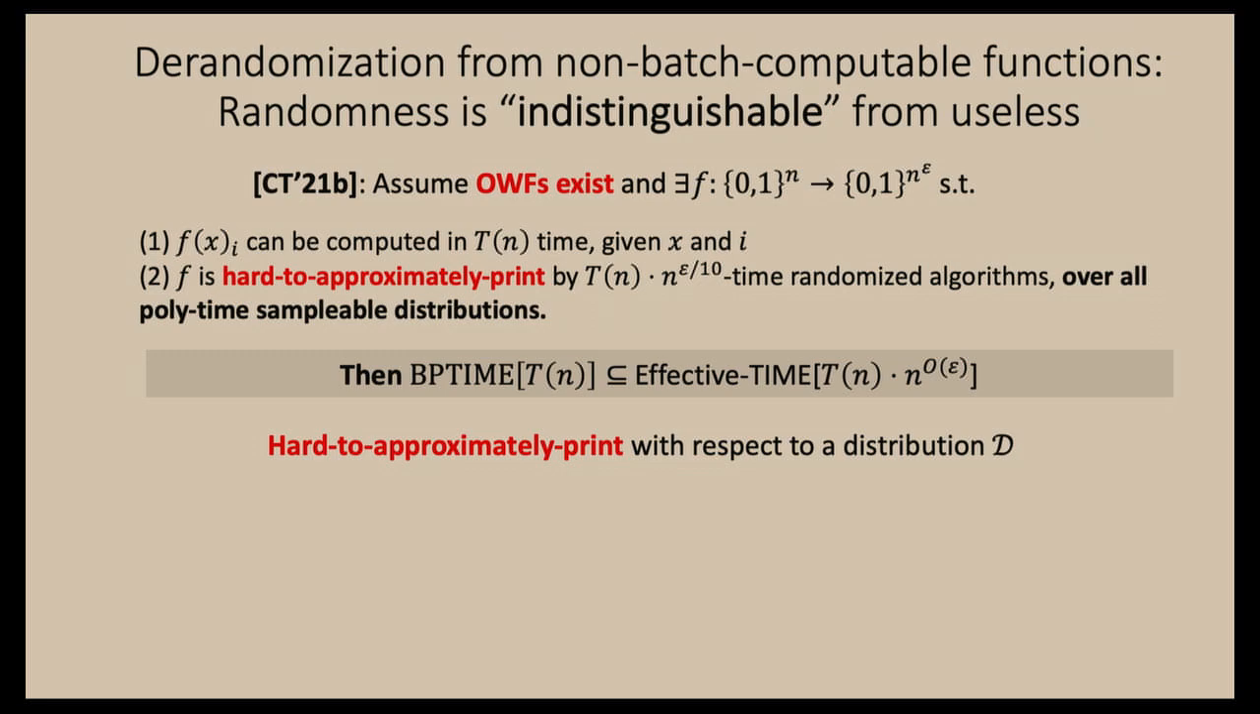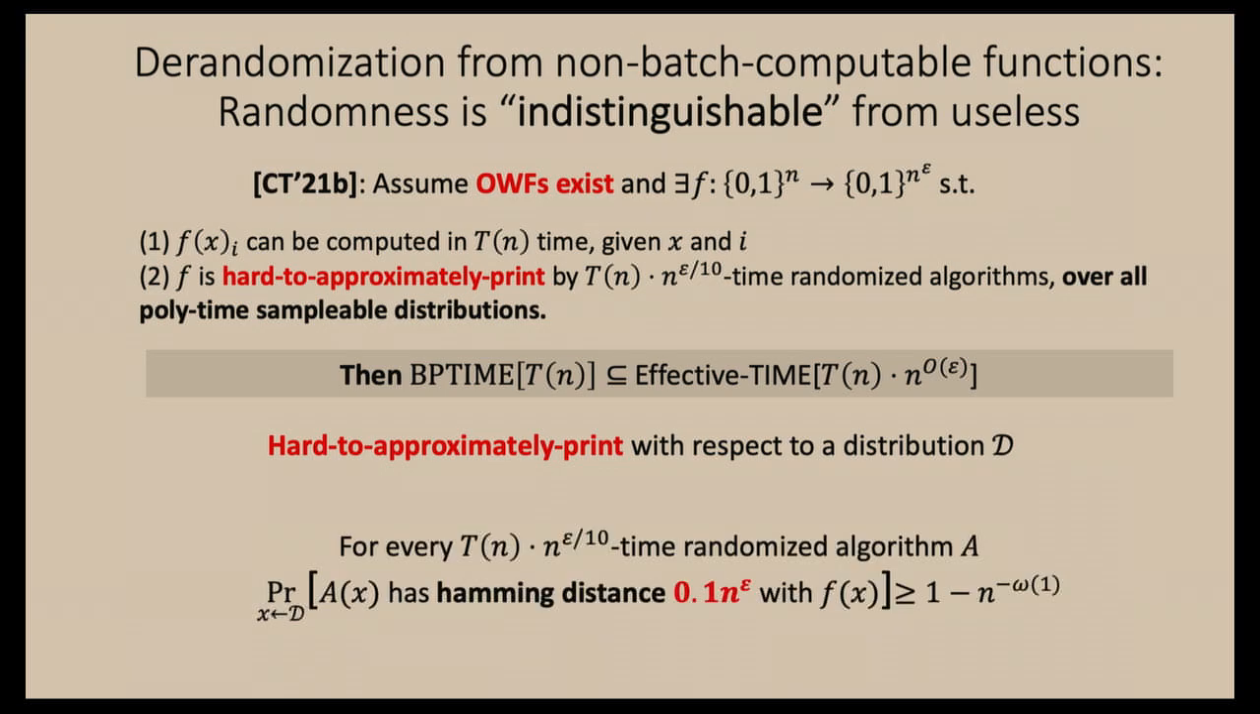So what do I mean by hard to approximately print with respect to a distribution D? I mean that for every T(n) times n^(epsilon/10) time randomized algorithm A, over the distribution x, A(x) has Hamming distance at least 0.1 n^epsilon from f(x) with probability 1 minus negligible. So it means that it's very hard. In T(n) times n^epsilon time, you can easily print every output of f(x). But given much less time, it's very hard to even approximate f(x) over all polynomial time samplable distributions. So that's the assumption.